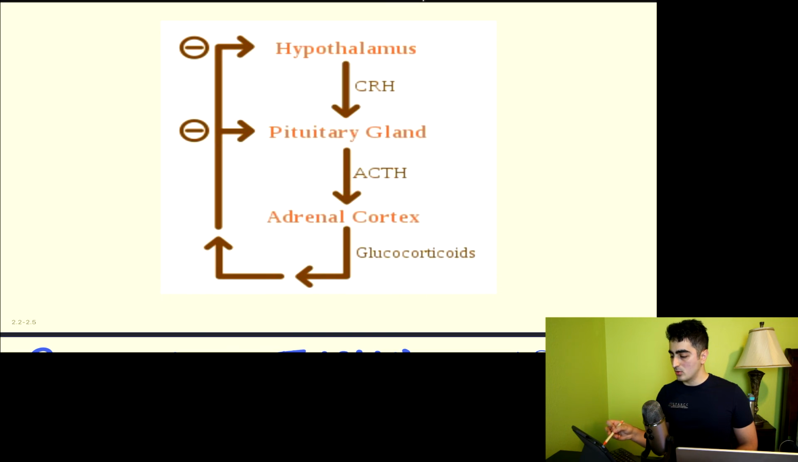and that forms glucocorticoids. Now, these glucocorticoids negatively feed back. They go back up and negatively feed back on not only the pituitary gland, but also the hypothalamus. They're like, hey, we got enough glucocorticoids, we don't need any more. So that's an example of negative feedback.